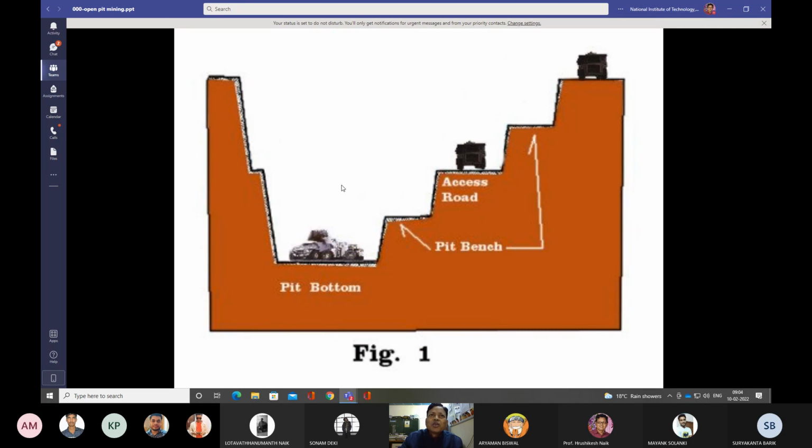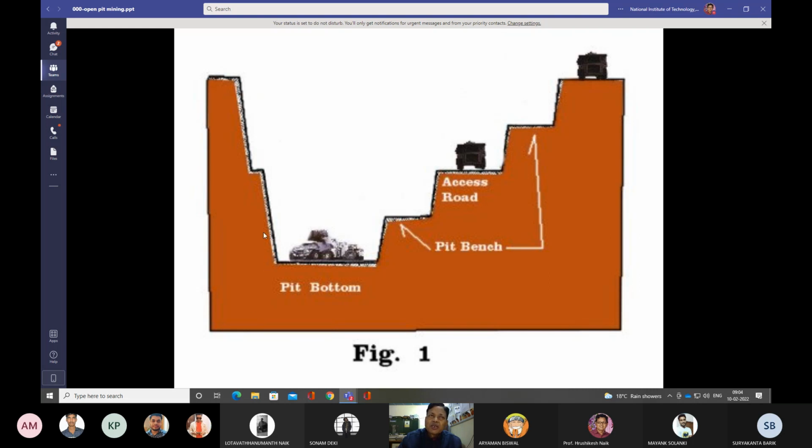Okay. So in open cast mining, we have seen that benches are formed. The open cast mining is nothing but formation of benches. So this is the top bench. This is the dumper standing on the top bench. This is another dumper standing in the middle of the bench, and this is the pit bottom up to which you are working. So these are called your pit benches. So this is the shape of open cast mining.